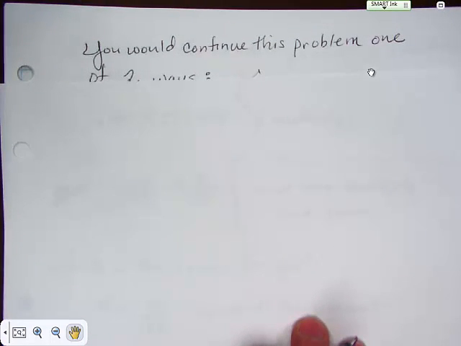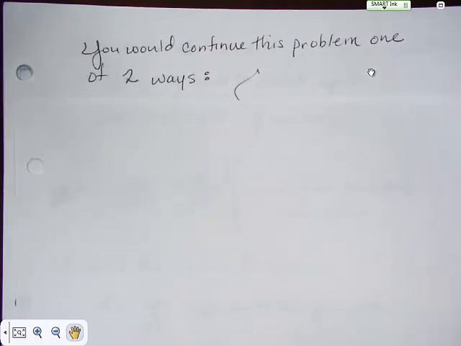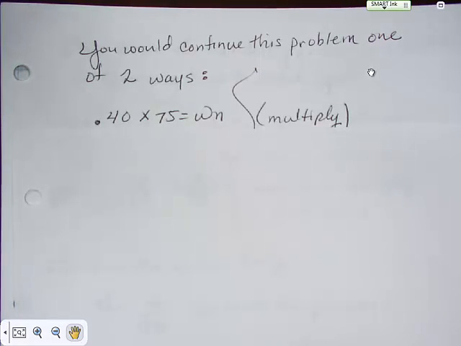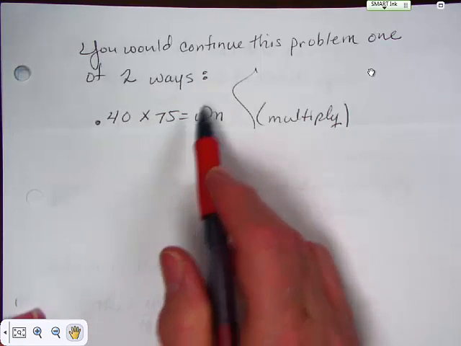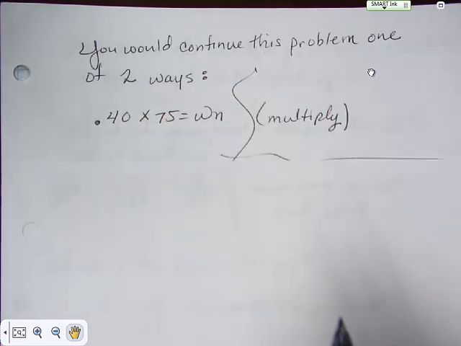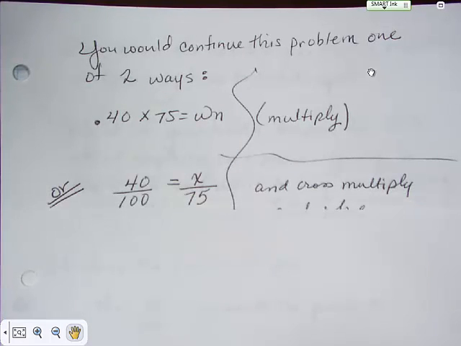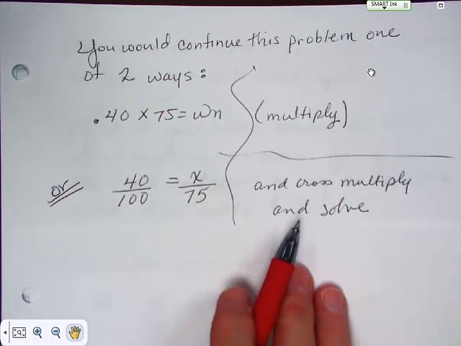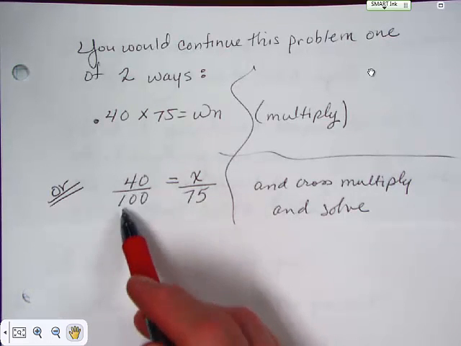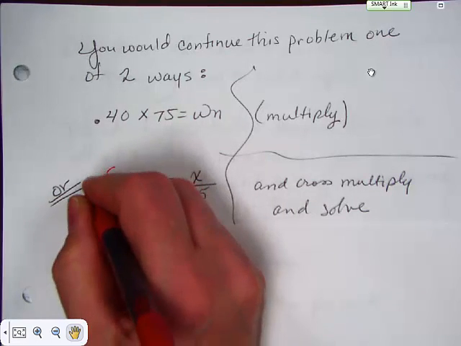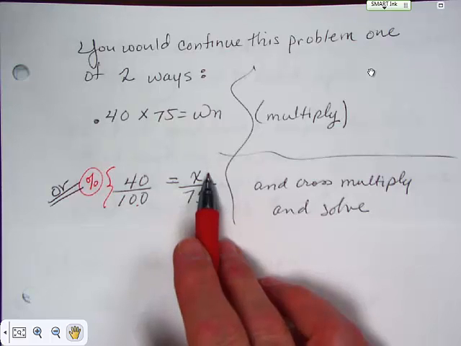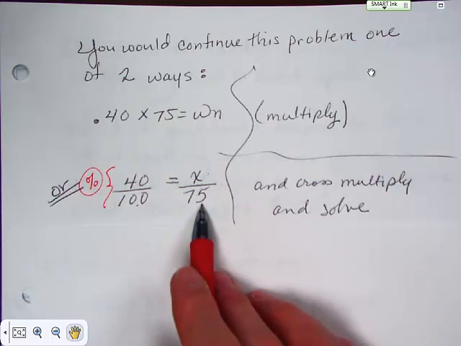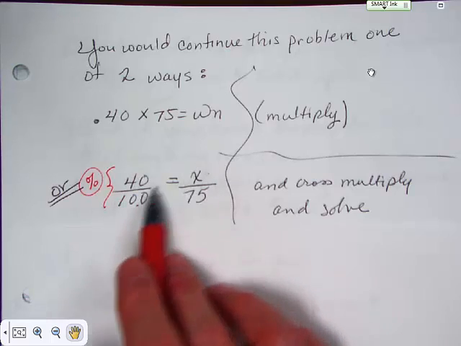Now, you would continue this problem one of two ways. I'm showing this to you because I think some of you may have already learned this. So, there are two ways to solve this problem. The first way: 0.40, which is your 40%, times 75 equals what number? You would multiply and get the answer. Or, here's the other way some of you may have learned it: 40 over 100, which is, in essence, your percent, equals x, which we don't know, over 75. Then you would cross multiply and answer.